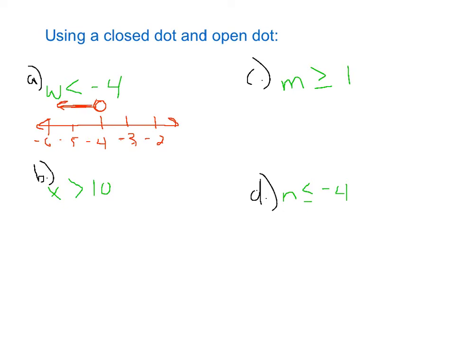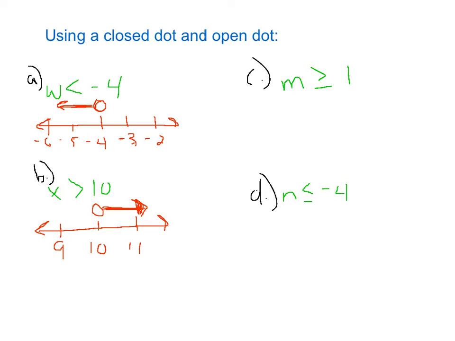Looking at b here, x greater than 10, just getting this set up. Well, at 10, we're going to put a point there, but we've got to decide if the dot is open or closed. Well, it's x greater than 10. We do not want to include 10. 10 is not greater than 10. So we don't want to include it, so we're going to leave it open. And a number greater than 10 would be 11, so we want to shade the direction to include 11.